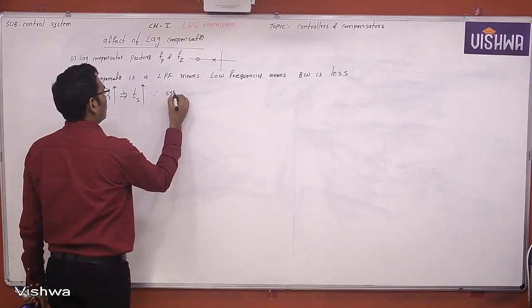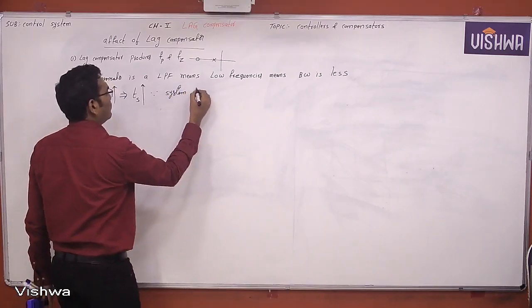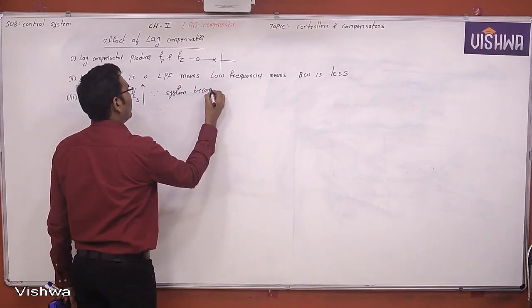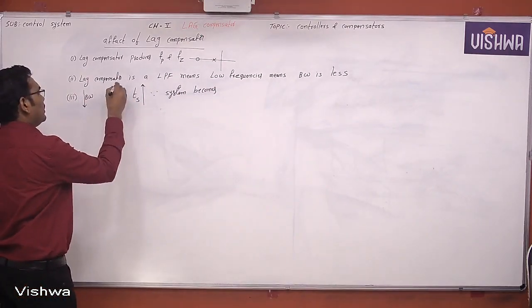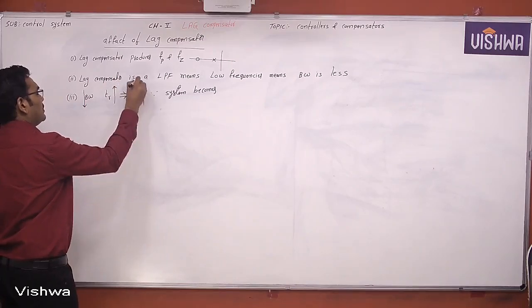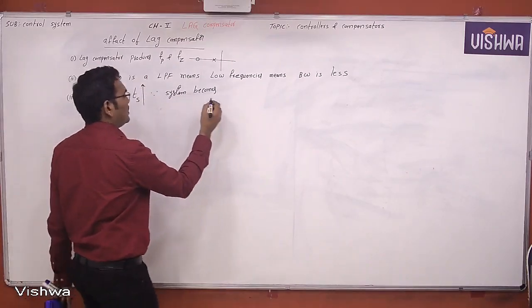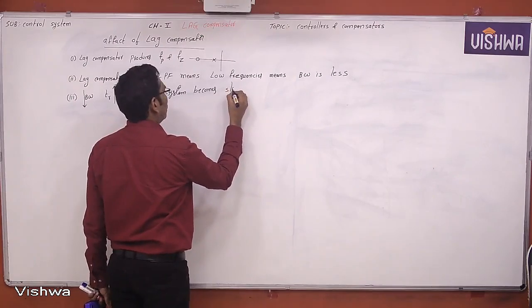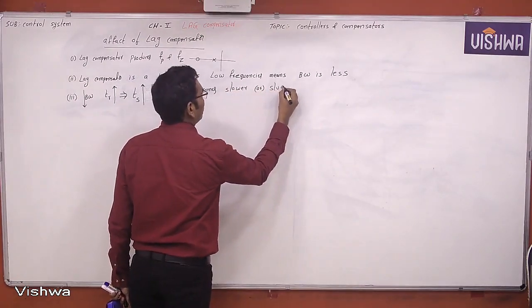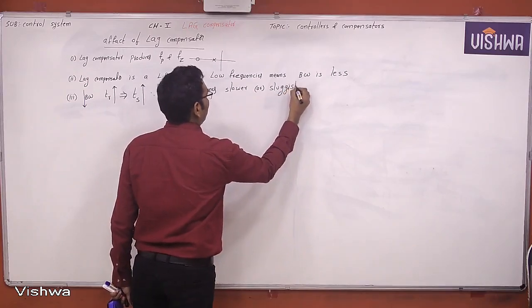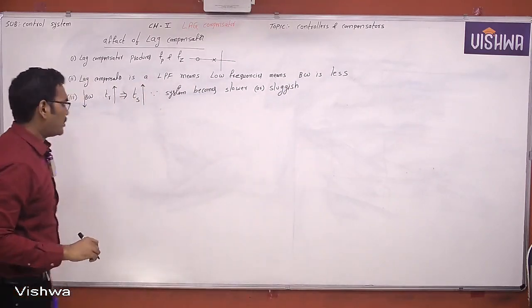Therefore, when bandwidth decreases, rise time increases. When rise time increases, settling time increases. Therefore, the system becomes slower or sluggish.